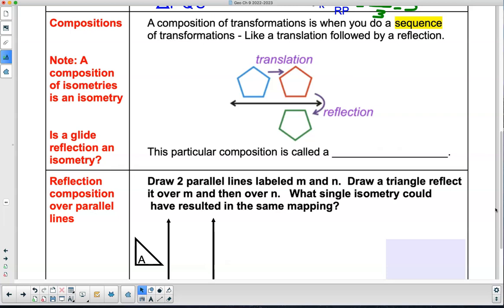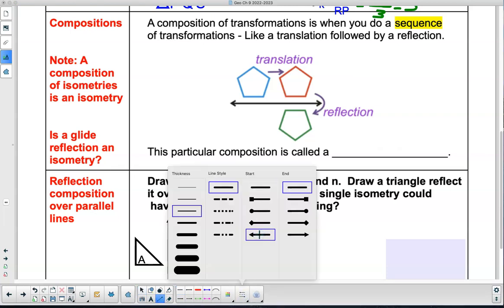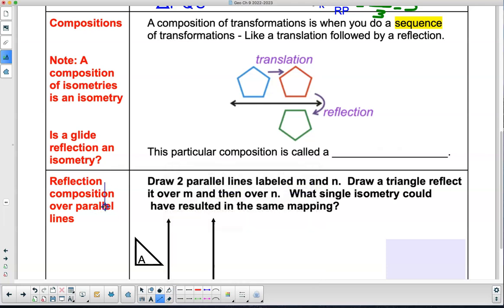So this first one we're looking at here, let's get a pointer back up here. A composition of transformations is when you do a sequence of transformations like a translation followed by a reflection. So I've got a translation here. I'm going to take my original shape and slide it across, and then I have a line of reflection parallel to the line of translation. I'm going to flip over. That line is parallel to my translation slide, and I reflect it over here.